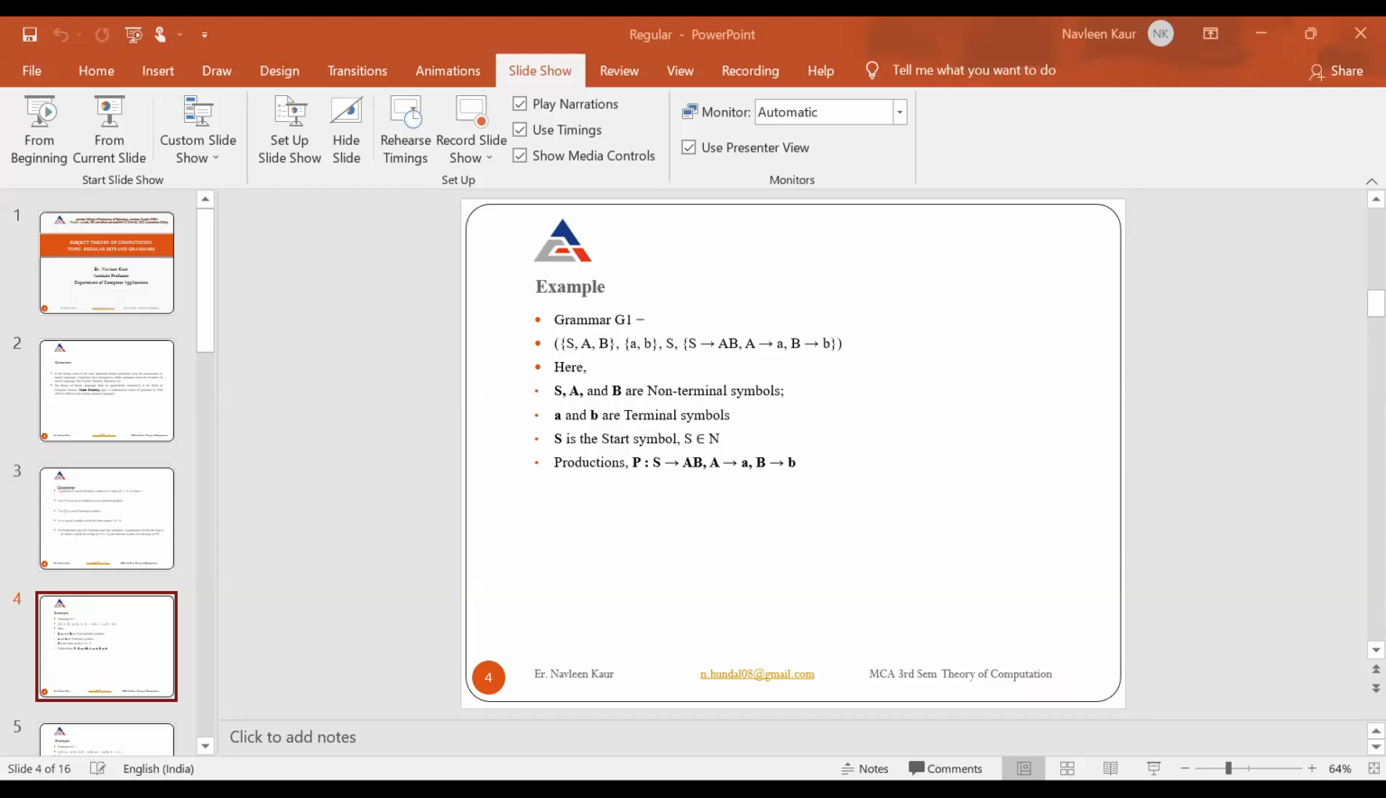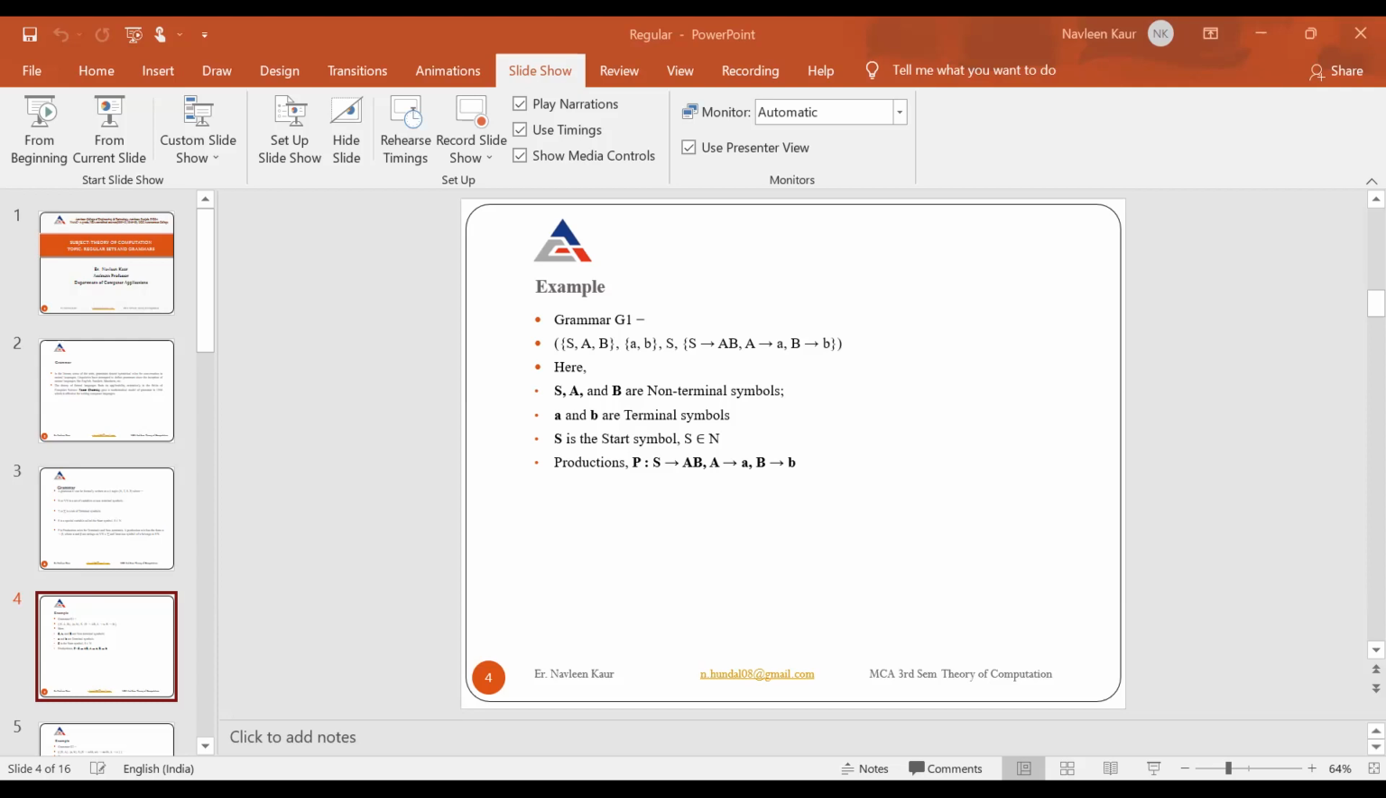But if we talk about the very first production, you will be saying, ma'am, you are saying that it always starts with the capital letter and ends with the small letter. But this is not the case with it. It starts with the capital letter and it ends also with the capital letter.